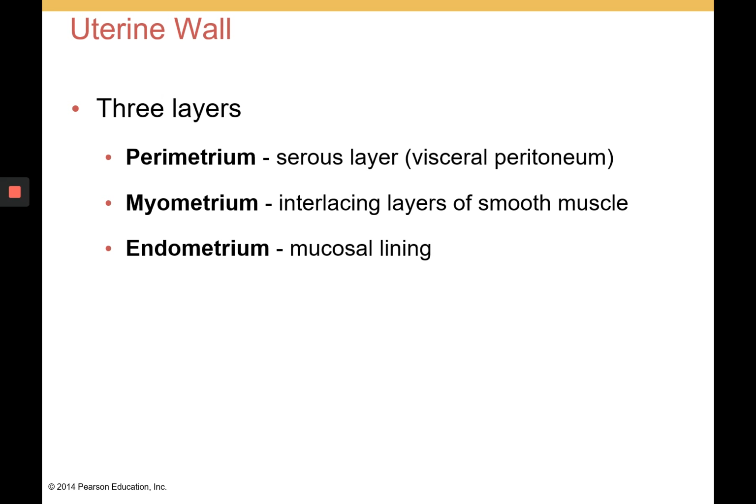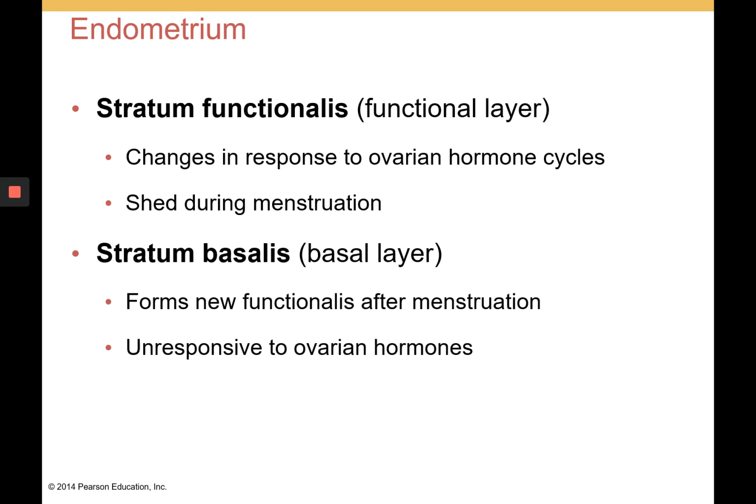Let's also look at the 3 layers of the uterus. The uterine wall is made up of the perimetrium, myometrium, and endometrium. The endometrium is the inner mucosal lining. The myometrium is the smooth muscle layer. The perimetrium is the outer layer. It is a serous layer made up of visceral peritoneum. The endometrium contains a functional and basal layer. The stratum functionalis changes in response to ovarian hormones, whereas the stratum basalis is unresponsive to ovarian hormones. It is the stratum functionalis that is shed during menstruation, and the stratum basalis that forms the new functionalis after menstruation.